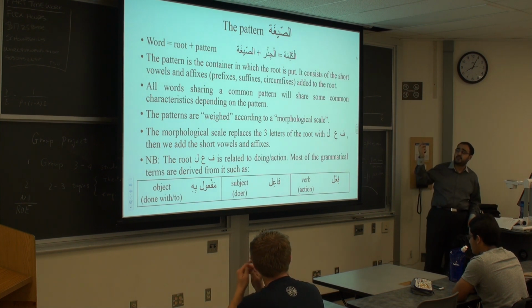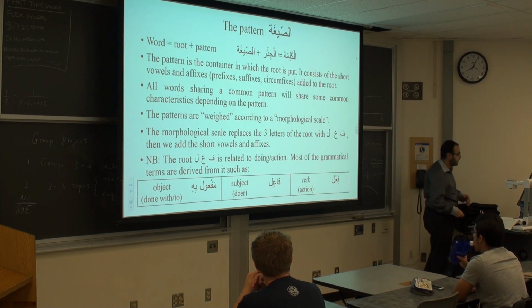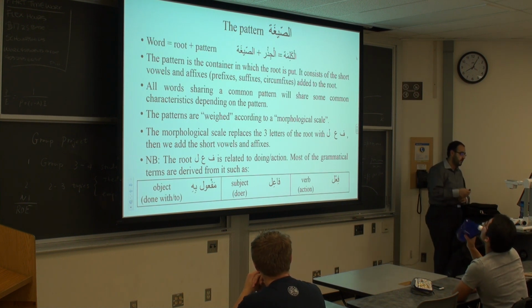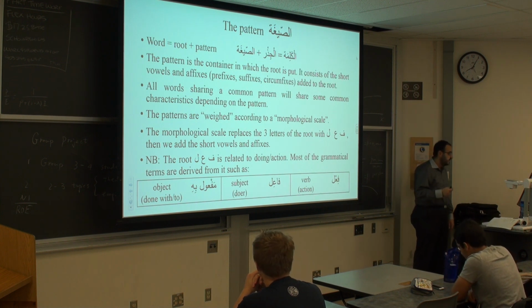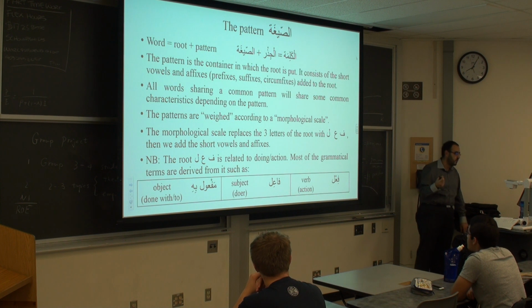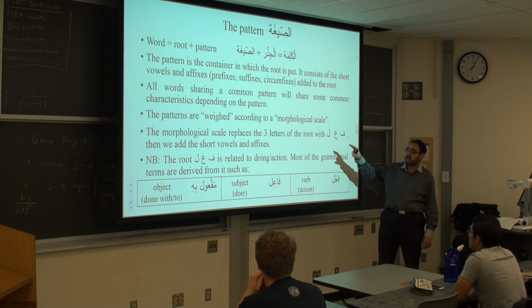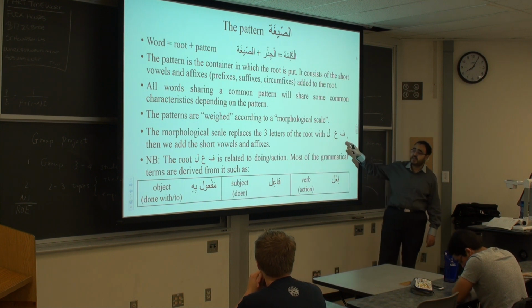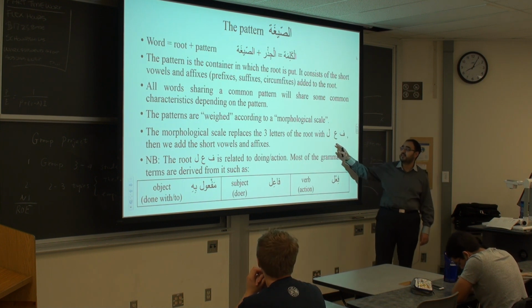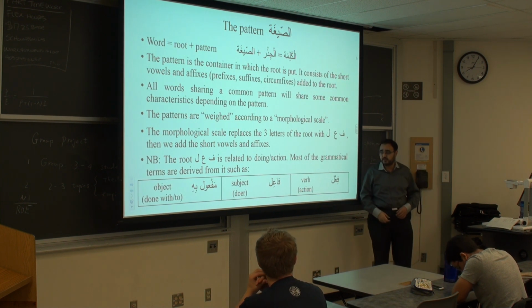So the pattern is the container in which the root is put, and it consists of the short vowels and affixes. All words sharing a common pattern will share some common characteristics depending on that pattern. The patterns are weighed morphologically according to a morphological scale, as we mentioned yesterday. We use the scale by replacing the three letters of the root with fa, ayn, lam. You put a fa instead of the first letter of the root, ayn instead of the second letter, and lam instead of the third letter.